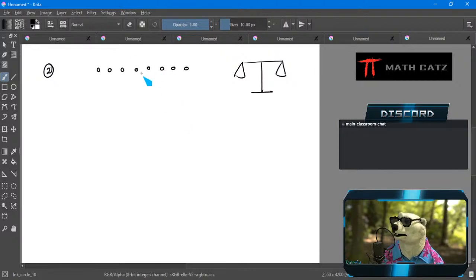I don't have to put on all of the marbles that I see. What if I just leave two out? They're not thrown away. I need to think about them. And then from these six that are left, I'll split them three and three and put them on the scale.